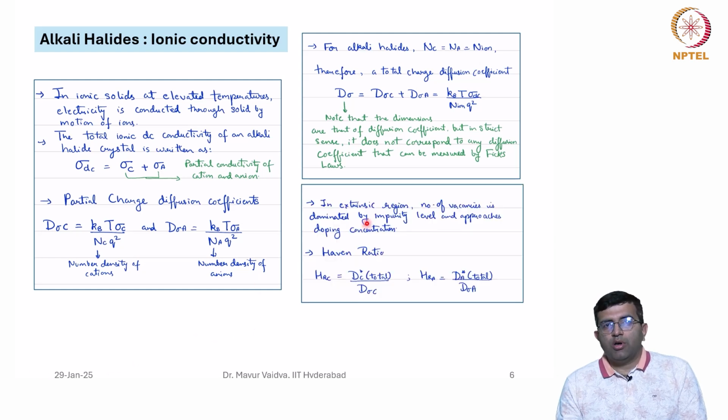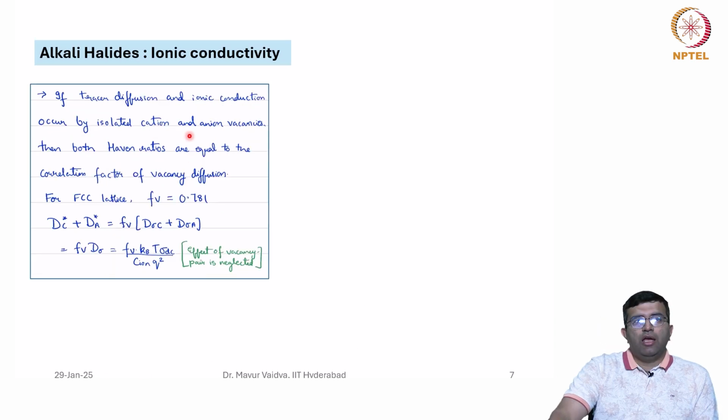When you are in the extrinsic region, the number of vacancies is dominated by the impurity level and approaches the doping concentration. The Haven's ratio, we know, is a ratio of D_C star total divided by D_sigma,C. H_R for the anions is D_A star total by D_sigma,A. If the tracer diffusion and ionic diffusion occur by isolated cation and anion vacancies, then both Haven's ratios are equal to the correlation factor of the vacancy diffusion.